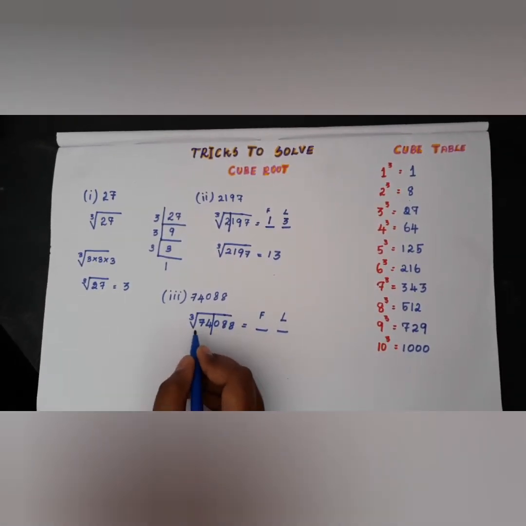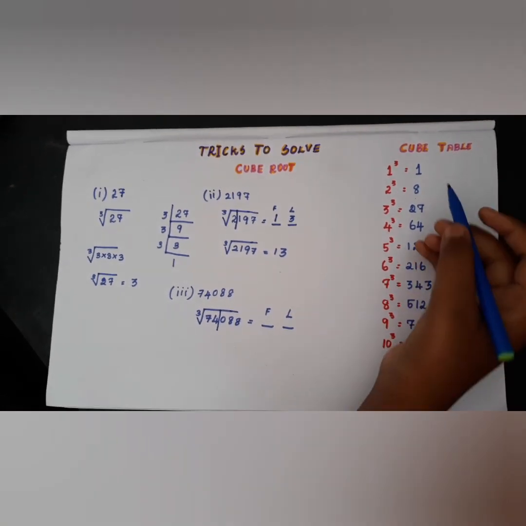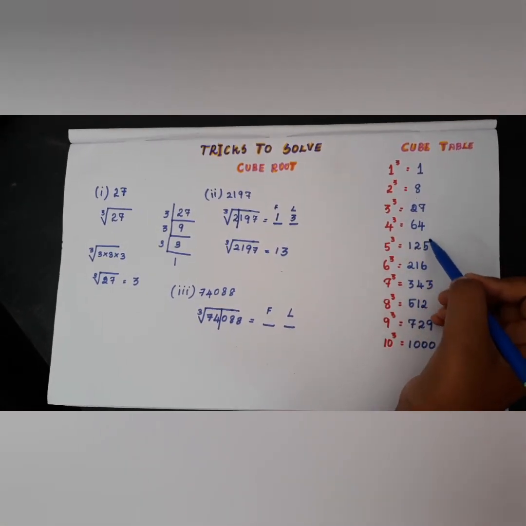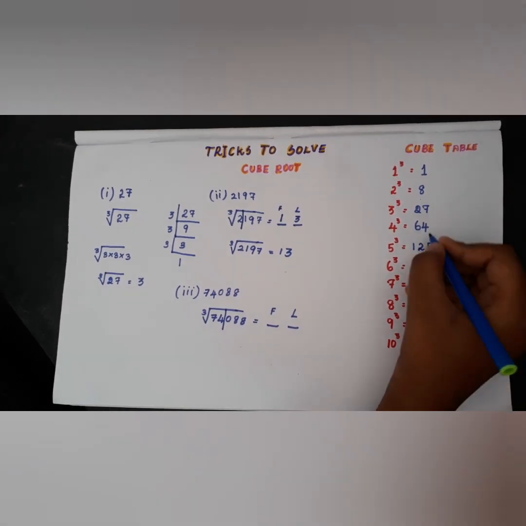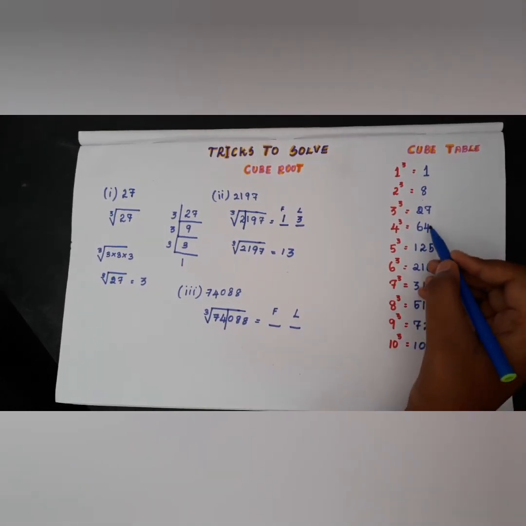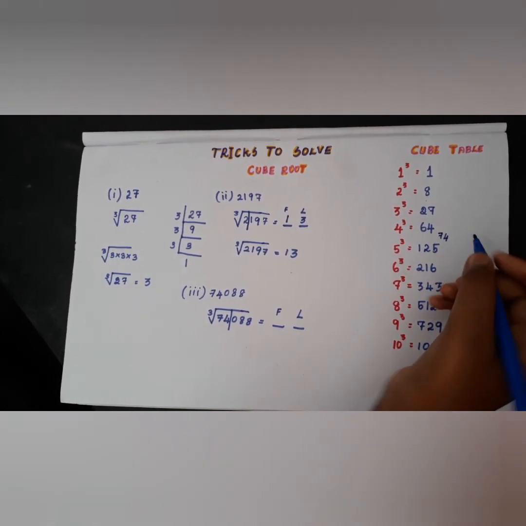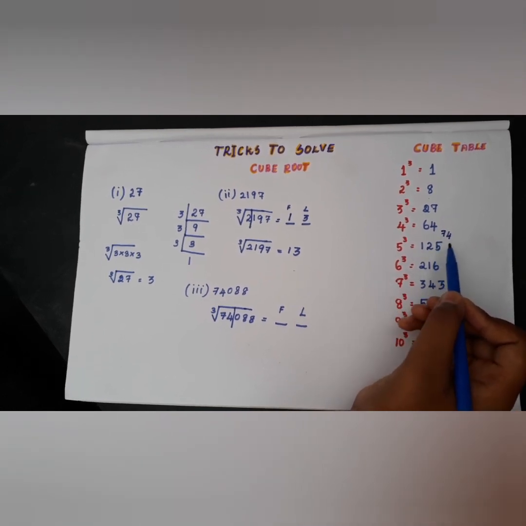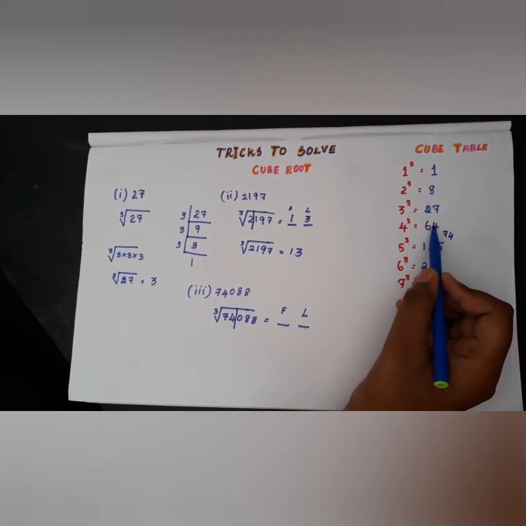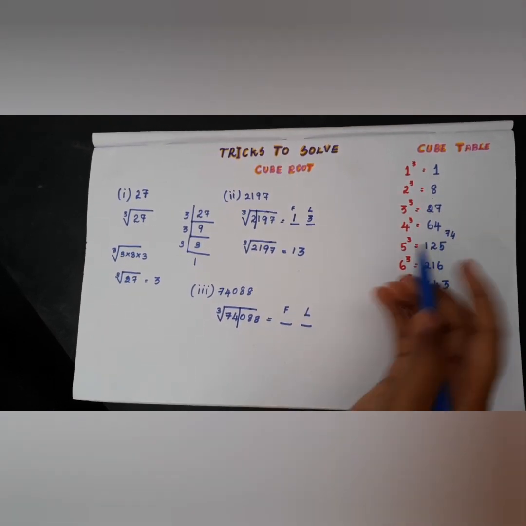First we see the first group. In the cube table, where is 74? There is no 74 in the cube table. 74 lies between 64 and 125. 125 crossed 74, so we take the smaller number 64. 4 cube equals 64.